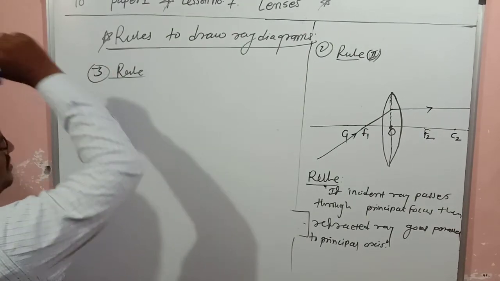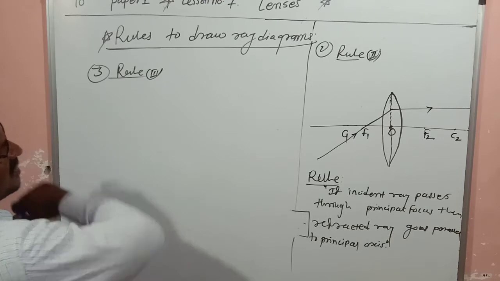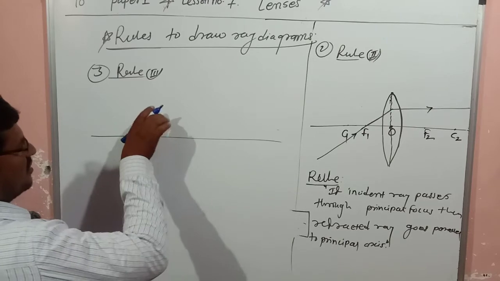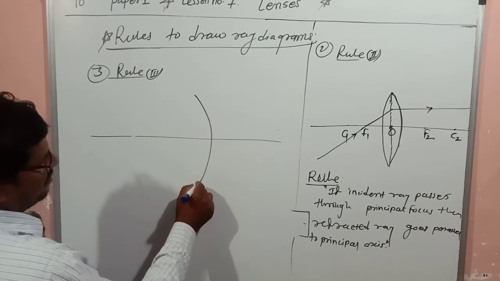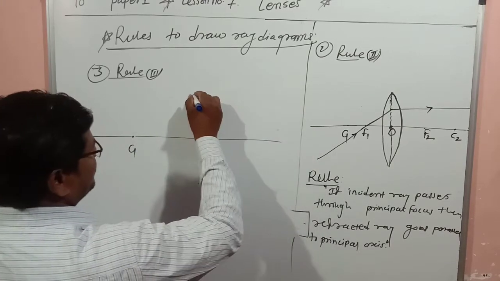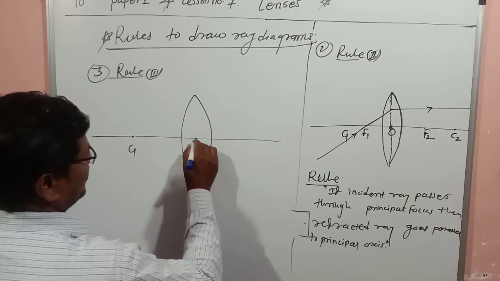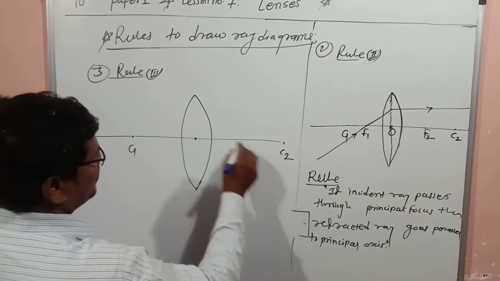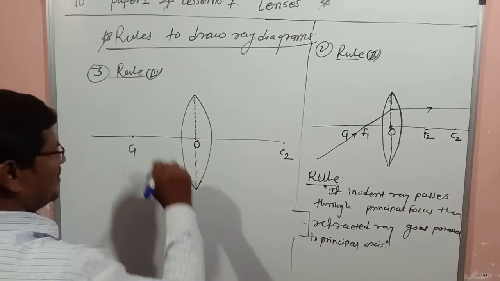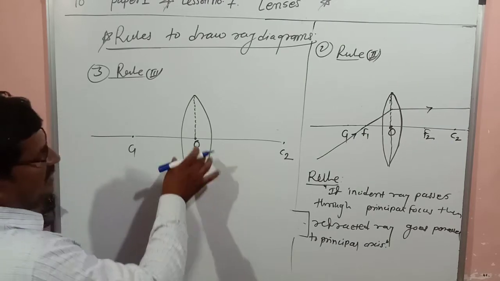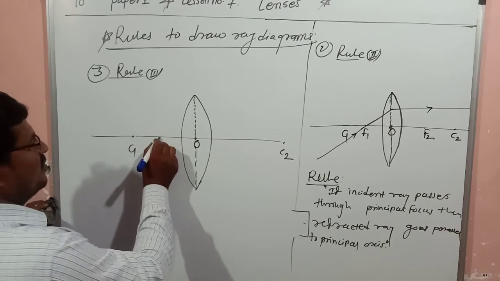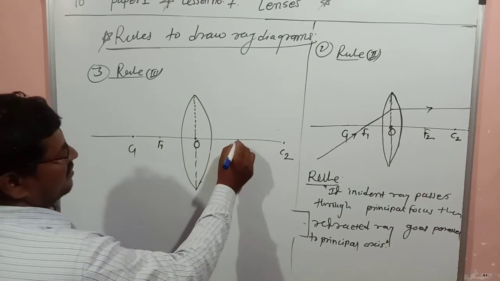So, the third rule. In that, first we will draw the diagram. On the principal axis, take some distance in the compass and make one arc, and from where you are doing that, here will be C1. From the other side also make one arc with the compass. Suppose here will be C2, and if you join these two ends, it will cross the principal axis, and that point will be the optical center.